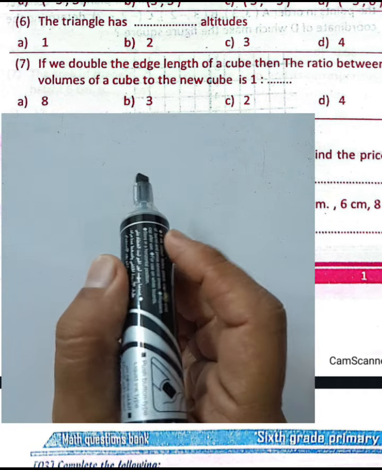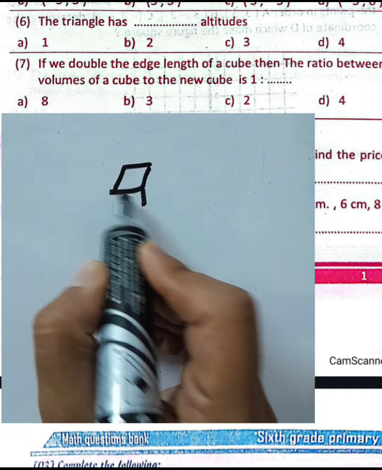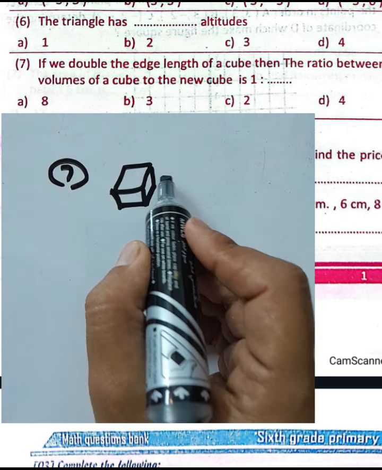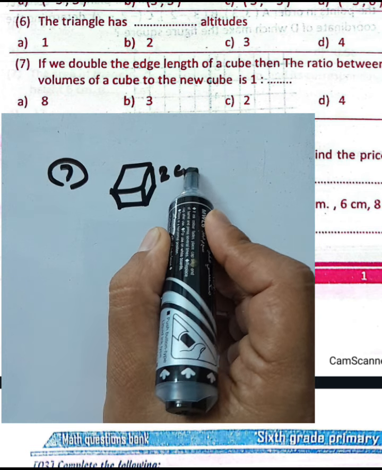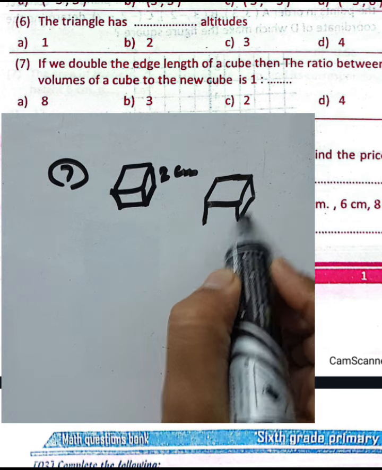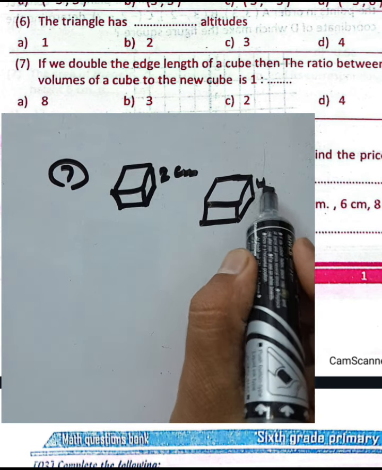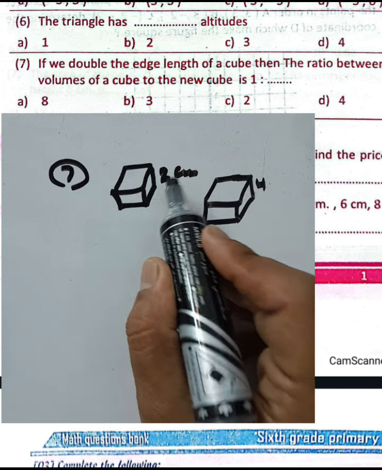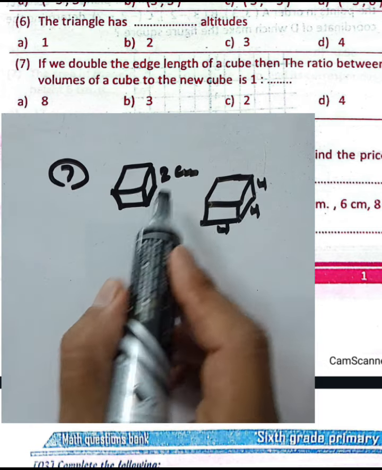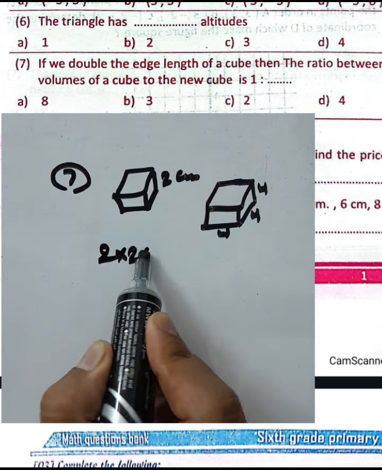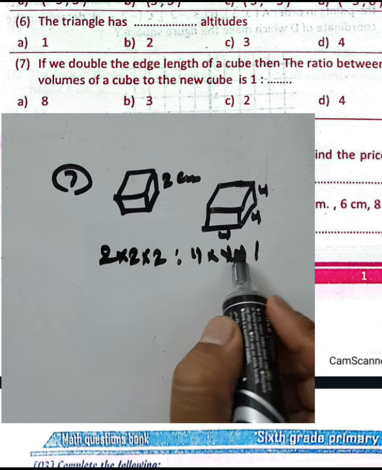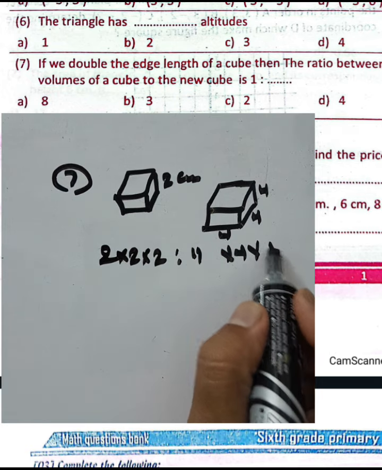Can you solve this example by any method? For question 7, I will solve this example by another method. If we put that the length here was 2 centimeters, then the new cube will be what? 2 multiplied by itself, it will be doubled, meaning times 2. 2 times 2 equals 4. Then the volume here will be 2 times 2 times 2, and the volume here 4 times 4 times 4.